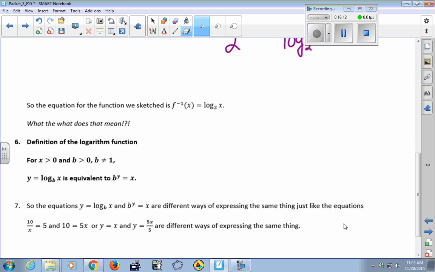So let's take a look at it down here. This is how you write the inverse: if f of x is 2 to the x, then its inverse function looks like this. It's not a simple operation like adding and subtracting, multiplying and dividing. Whenever you see this, you say, I'm undoing an exponential function that has 2 as its base.